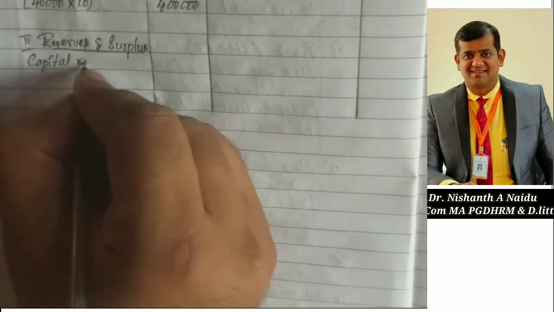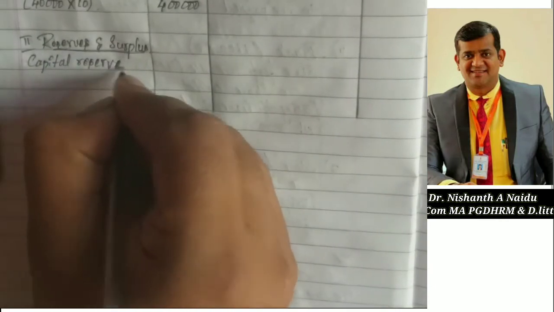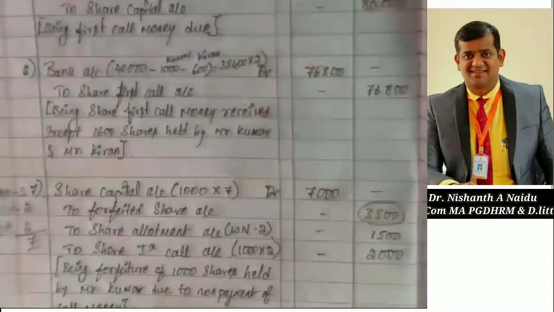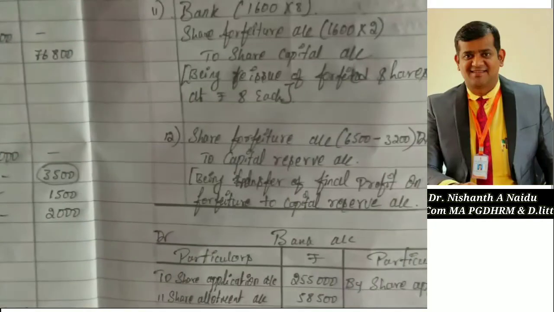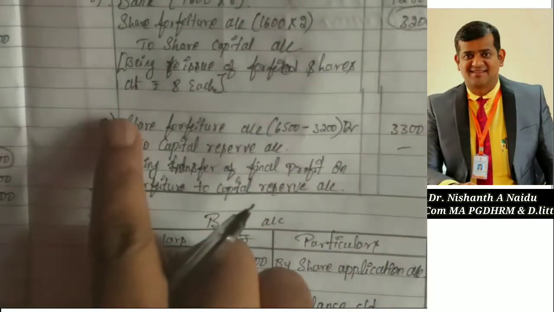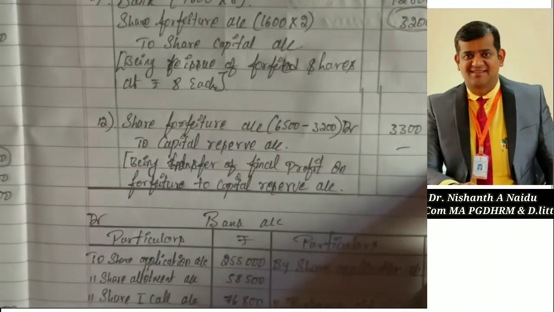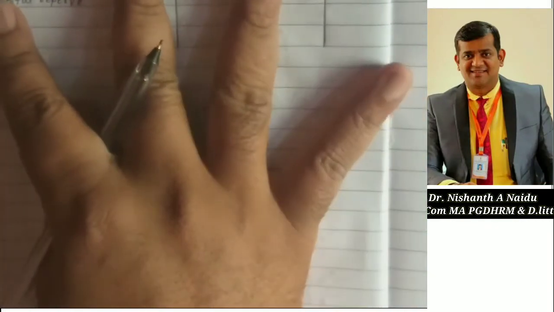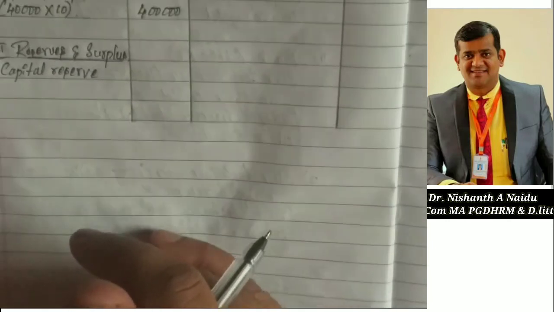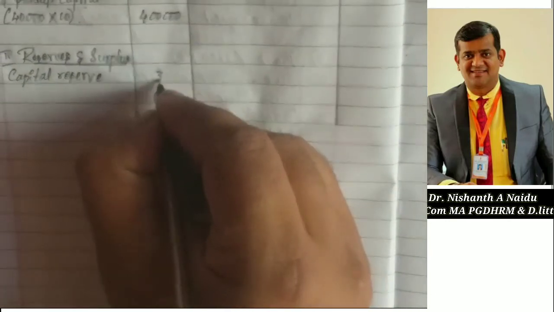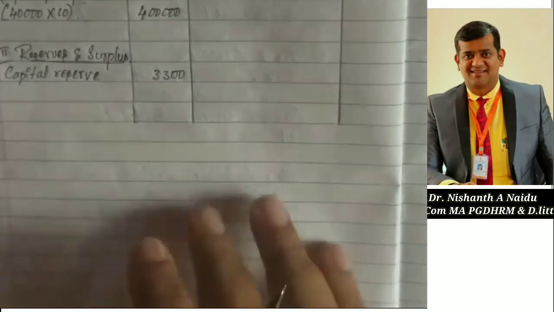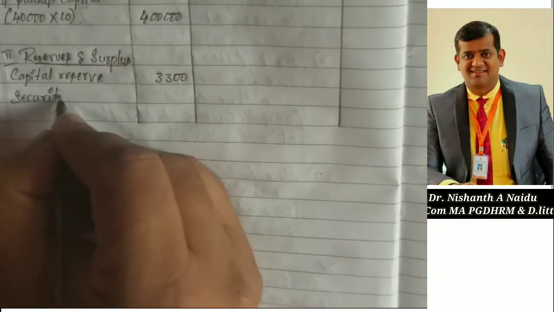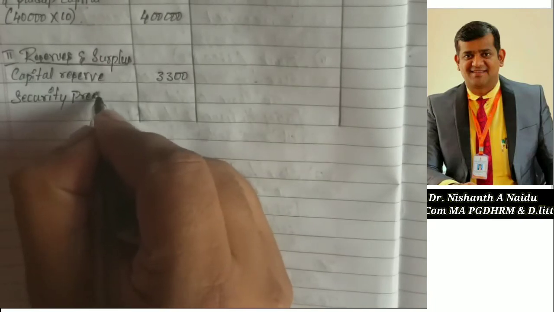Reserves and surplus, underline that part and let us write, that is capital reserve. So that is last journal entry amount. So how much we got in the last journal entry amount? We got 3,300 rupees transferred to capital reserve account. So I'm writing the same over here. So that is capital reserve 3,300. Then security premium.